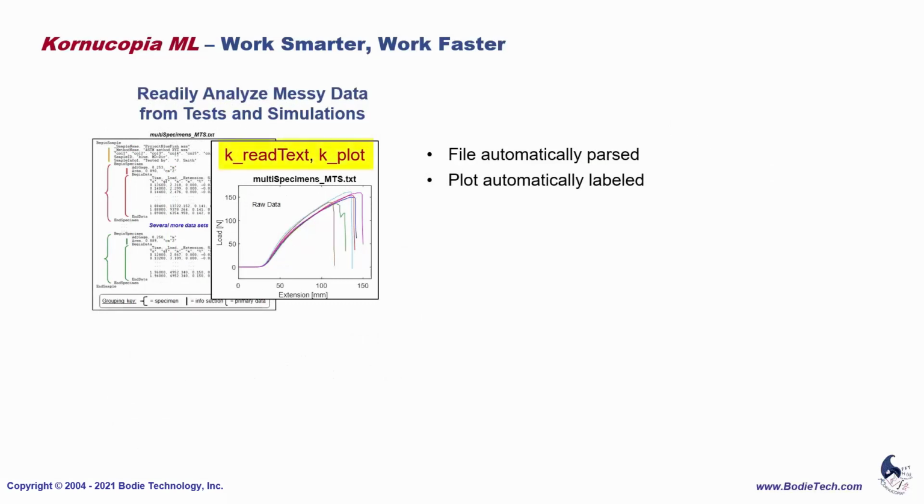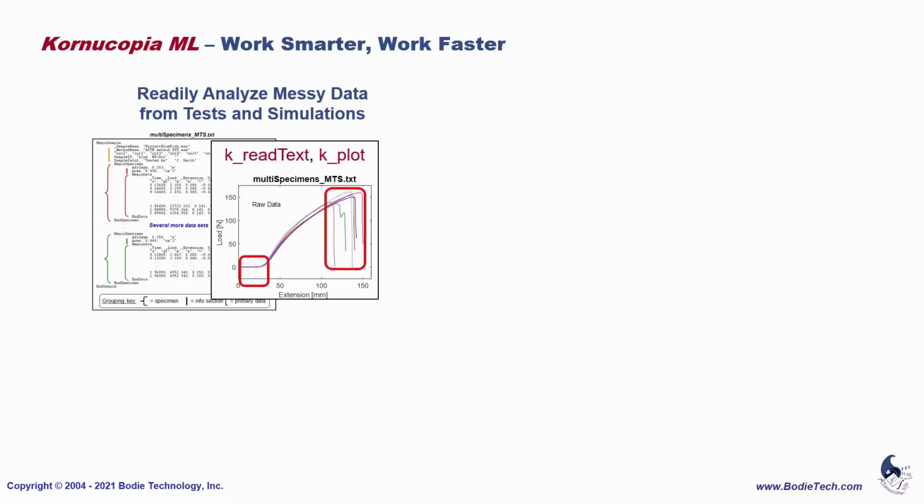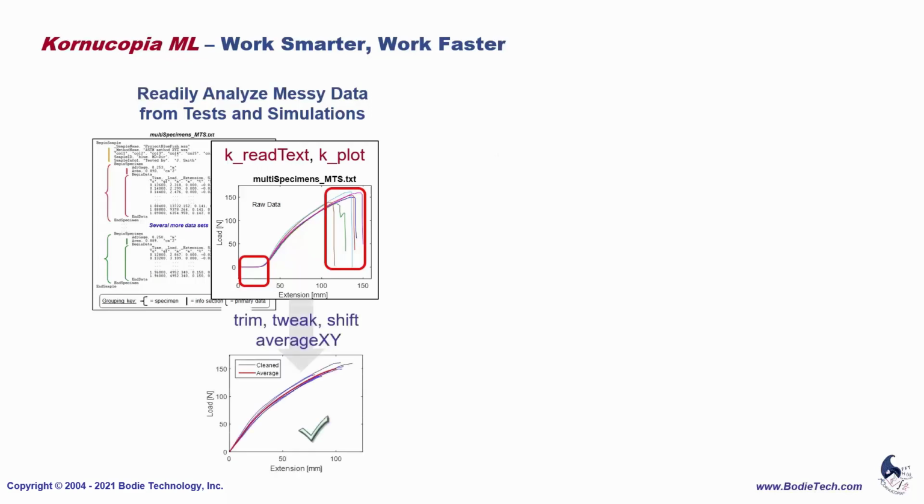The k_read text and k_plot functions can automatically read the file in and parse it, and then quickly produce this automatically labeled plot, where we see we have a little bit of cleanup to do. This is easily done with a few other Kornucopia functions that allow us to trim, tweak, shift, and average the data to produce this useful average curve shown here.